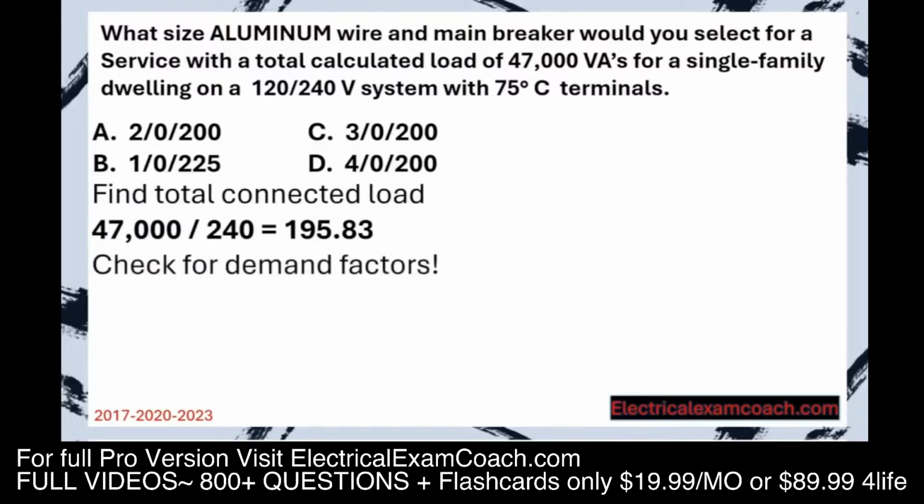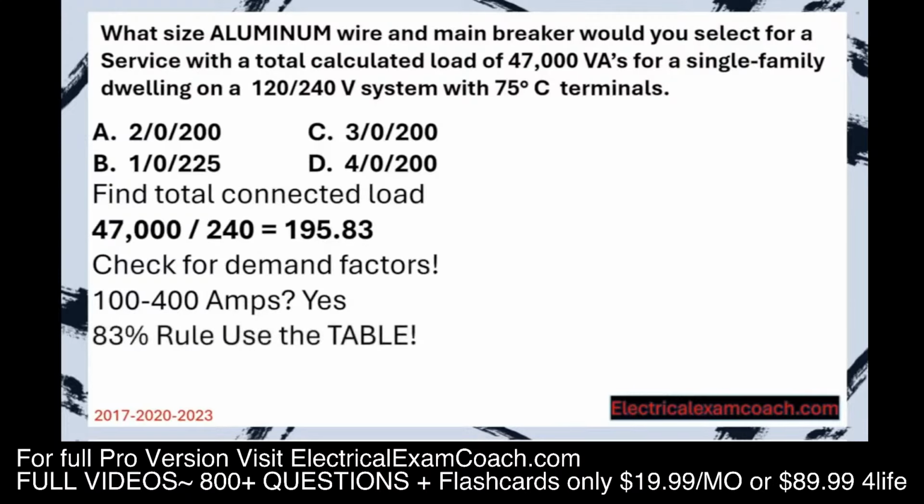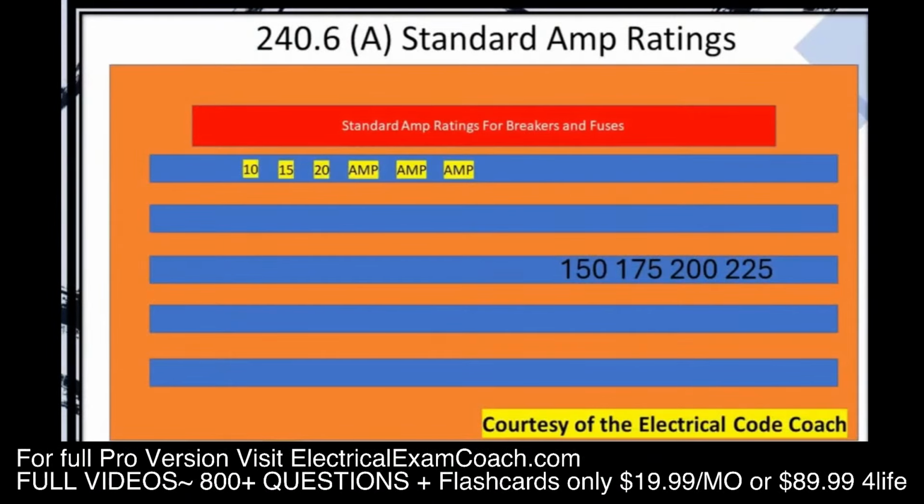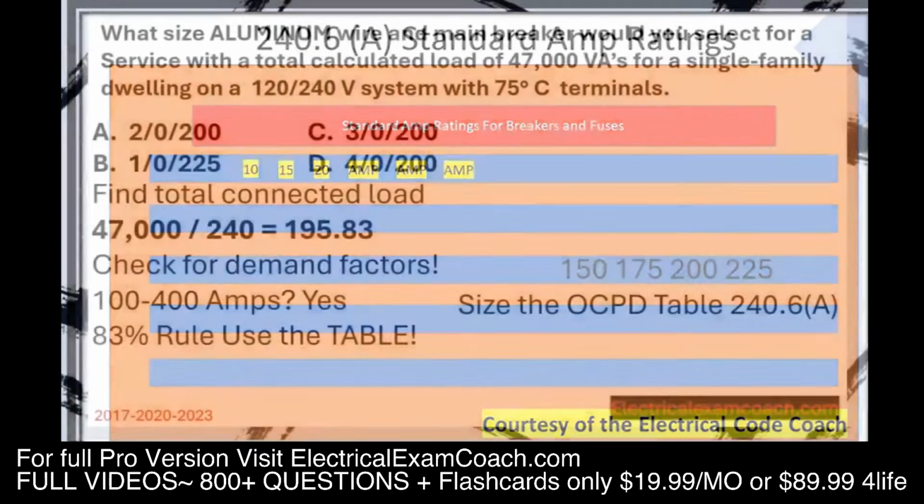Now, we check for demand factors. Is this in between 1 and 400 amps? Yes. Is this on a single family dwelling or the individual unit of like an apartment? Yes. So, the 83% rule does apply. And we're going to go size our overcurrent protective device. We end up putting it on a 200 amp breaker, just like we did before.